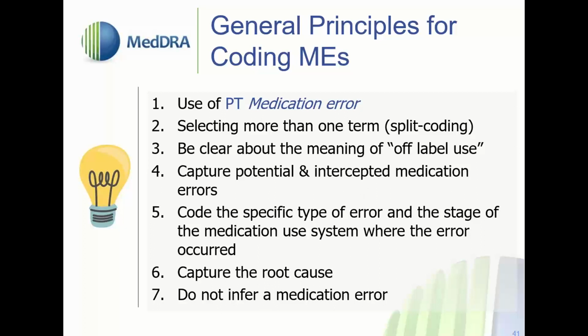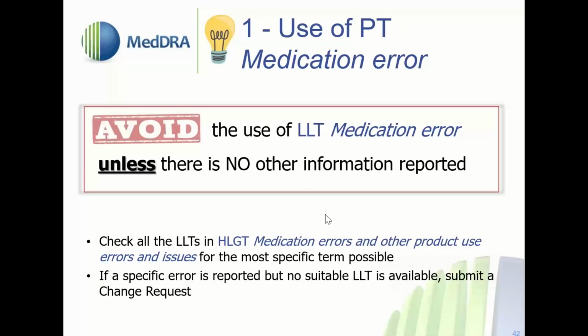Okay, so the companion document, as we mentioned earlier, specifies some principles for coding medication and other product use errors that you can see on this slide. It details when to use the PT medication error, when to select more than one term, when to use the PT off-label use, how to capture potential and intercepted medication errors, how to capture both the specific type of error and the stage of the medication use system where the error occurred, when to capture the root cause for medication errors, and that we should not infer a medication error. I am actually going to address these one by one now as we go through this presentation.